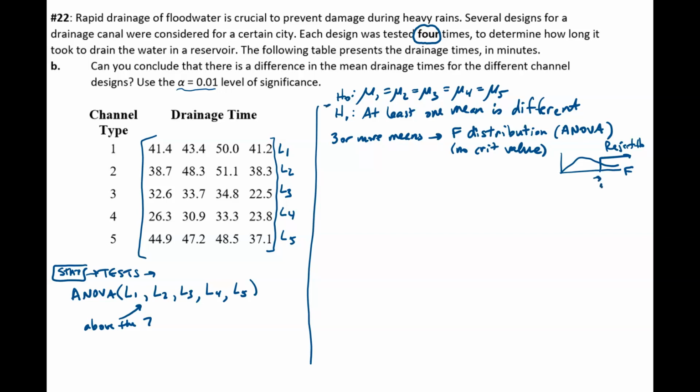All right, so that's our hypotheses, our distribution statement, and then we do our calculations. So you could say data into lists, and then we run ANOVA, and then we get our test statistic, which is always good to label. The test statistic is F equal to 9.2357, take it out 4 places.